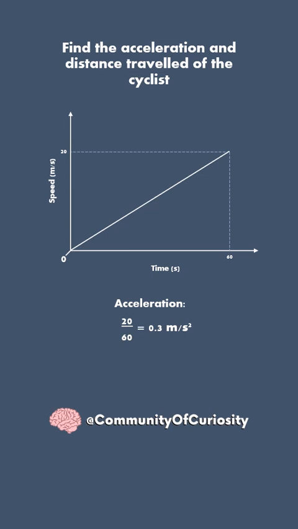To find the distance traveled, you'll have to take the area under the graph. So we'll have to find the area of that triangle. So this is going to equal 20 multiplied by 60 divided by 2, which is equal to 600 meters.